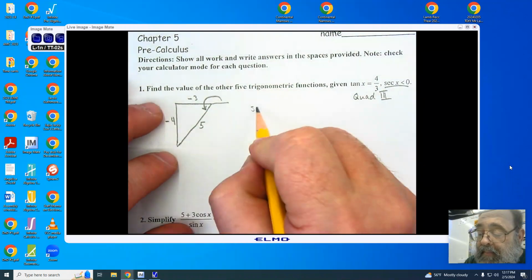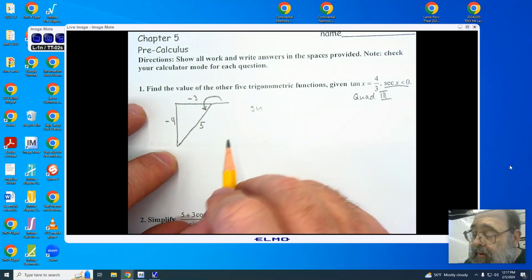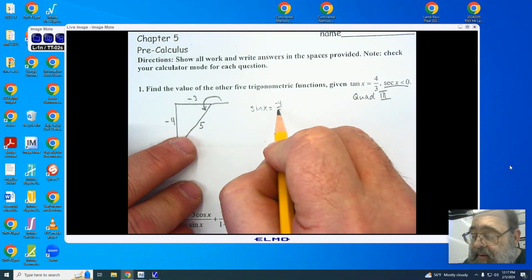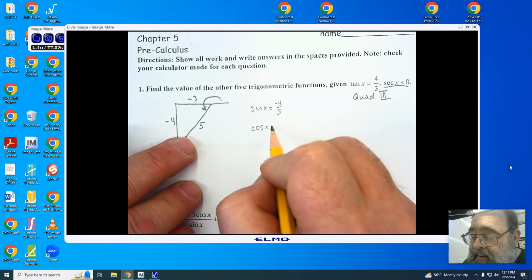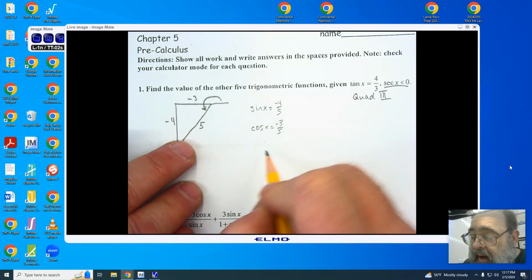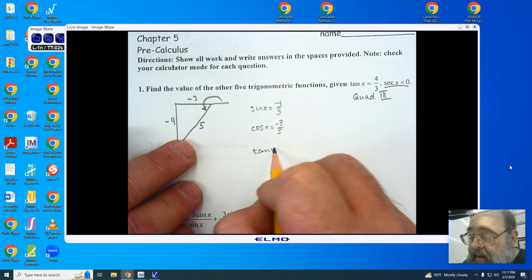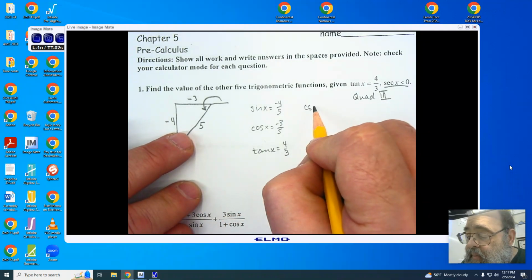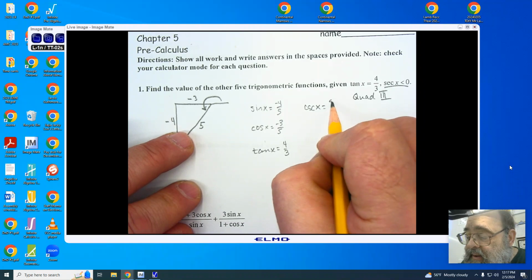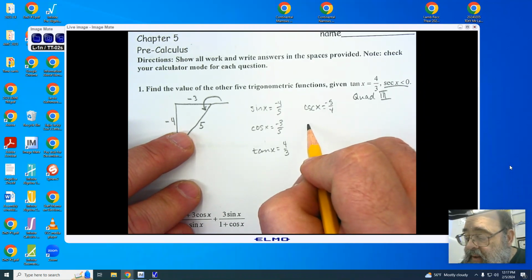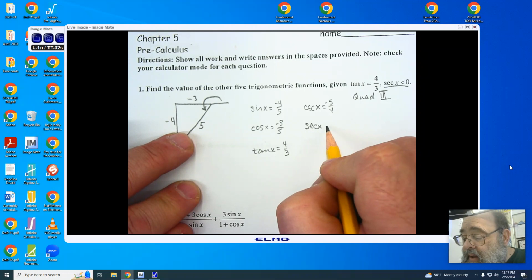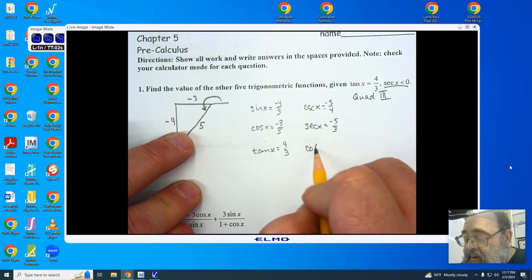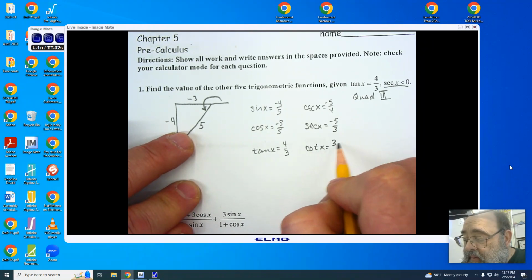We're then going to set up our sine of this angle, and we'll call it the sine of x. Sine of x is -4/5. The cosine of x is -3/5, and the tangent of x, as we already had it, is 4/3. When we take our reciprocal of the sine, we get the cosecant of x. This is -5/4. The secant is the reciprocal of the cosine, and it is -5/3. And the cotangent, which is the reciprocal of tangent, is 3/4.